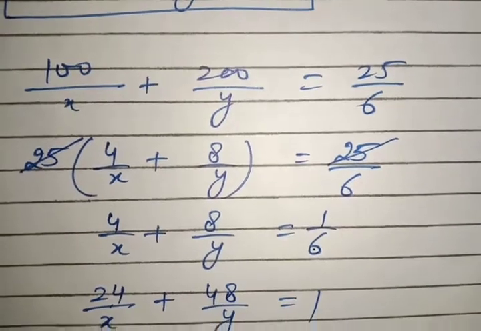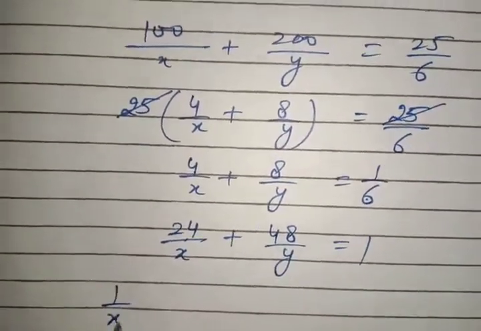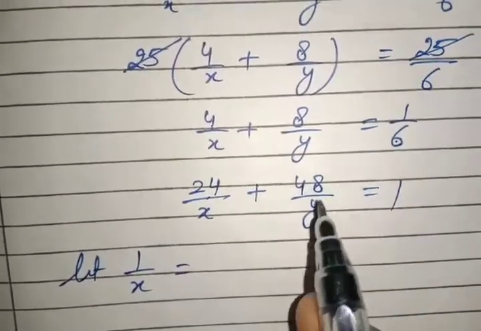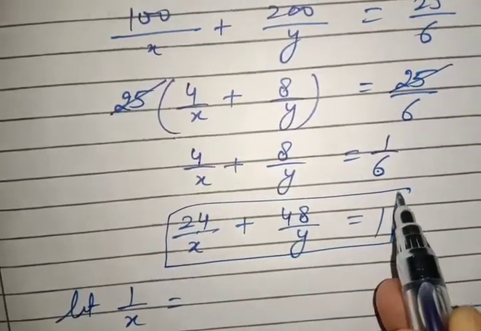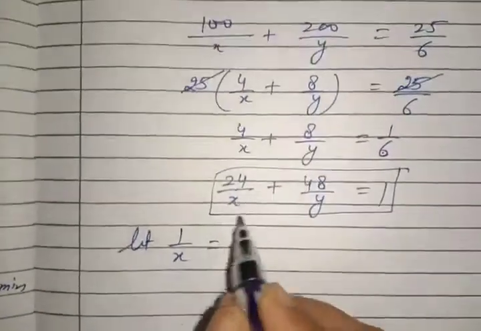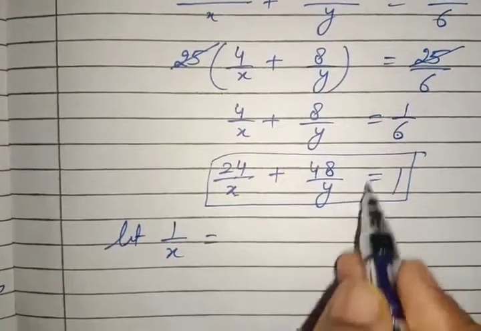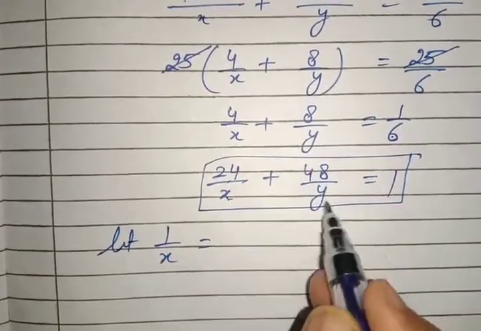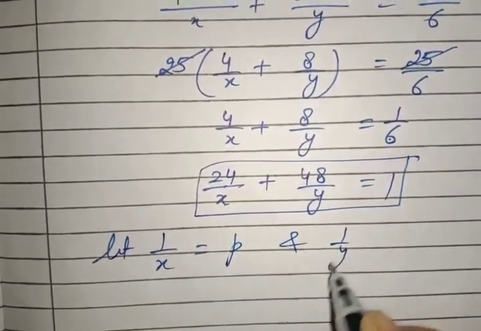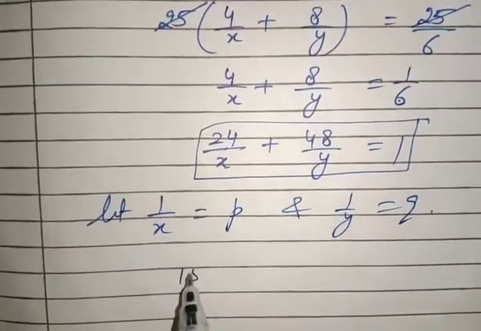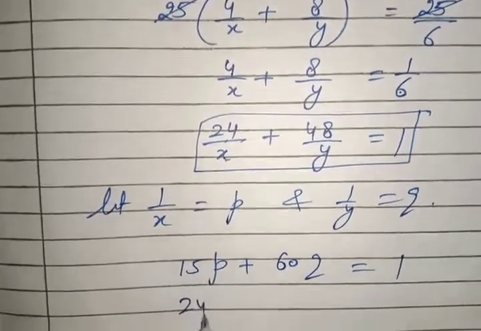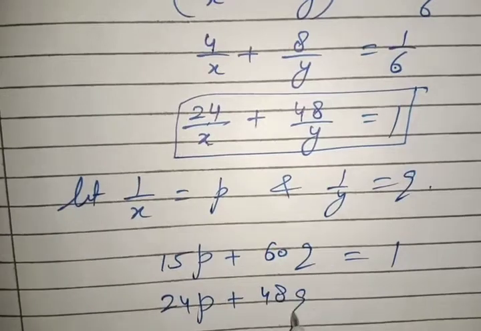And I told you just now that you can solve it on your own, because this equation is not a linear equation, because x and y are in the denominator. So you need to shift x and y to the numerator. We'll suppose 1 by x as p and 1 by y is equal to q, and after that you can write 15p plus 60q is equal to 1 and 24p plus 48q is equal to 1.